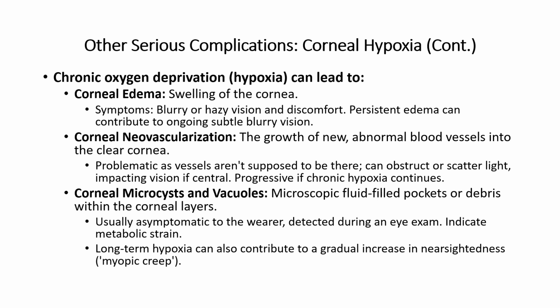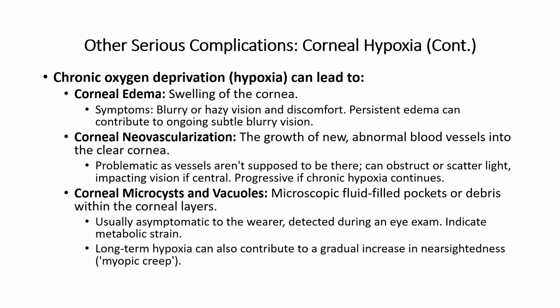Secondly, corneal neovascularization, which is the growth of new, abnormal blood vessels into the clear cornea. This is problematic because these vessels aren't supposed to be there and can obstruct or scatter light, impacting vision if they grow into the central visual area. This is a progressive condition if chronic oxygen deprivation continues.